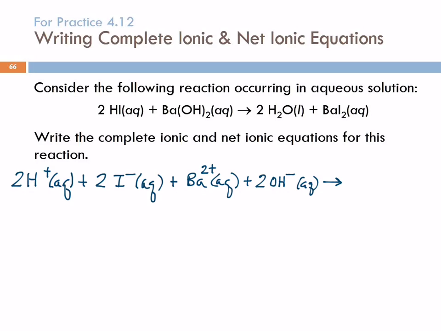And that brings us to the arrow. Water has the state liquid. If it's a liquid, solid, or a gas, just copy it down. Do not separate it into ions. So I'm just going to copy that one as is. And then I've got barium iodide, aqueous, a soluble ionic compound. So I'm going to write that as individual ions: a barium ion, and 2 iodide ions.